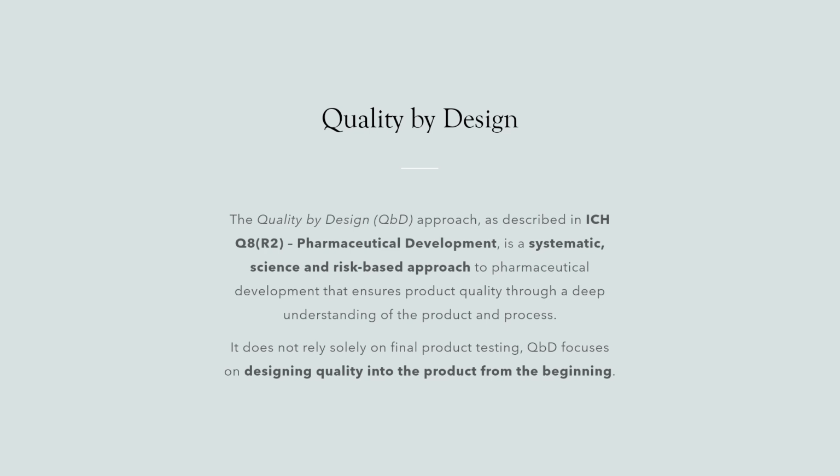Quality by design is applicable to monoclonal antibodies, as it is also applicable to chemical entities, and it's also applicable to cell and gene therapy medicinal products. And what it does is it provides assurance that the medicinal product is fit for purpose, i.e. it is designed for its intended use. So as I've got there, it does not rely solely on final product testing. It focuses on designing quality into the product from the beginning.